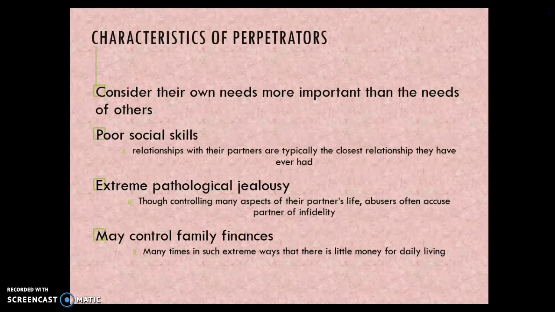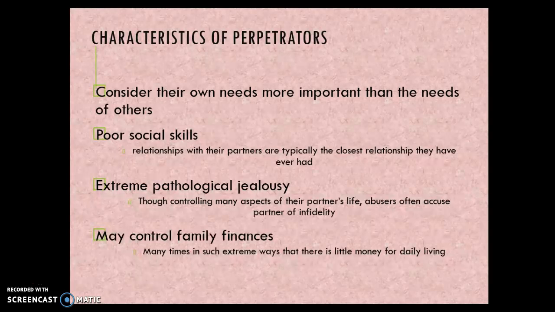Characteristics of perpetrators. So they consider their own needs more important than the needs of others. So that would tie us back into our personality disorders we learned about in class, like narcissism or antisocial personality disorder. They have poor social skills, so relationships with their partners are typically the closest relationship that they have ever had. They have extreme pathological jealousy.